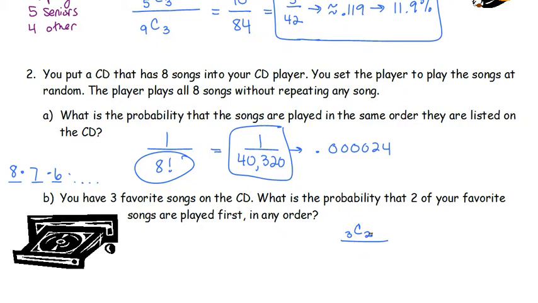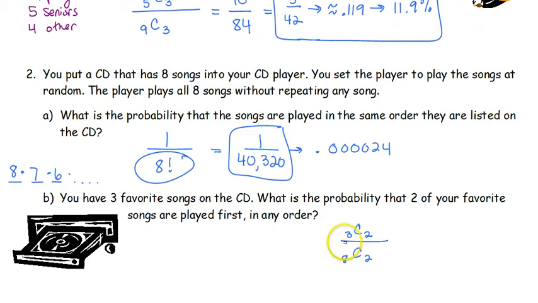But on the bottom, it's the total different ways that we can pick any 2 songs. What is the probability that 2 of your favorite songs are played first in any order? So top, again, is how many ways can I be successful. If I want to successfully choose my favorite, I have 2 out of 3 ways to choose that. On the bottom, I'm still choosing 2 songs, but I may choose my favorite song, I may not choose my favorite song. I'm looking at all the different ways that I can choose any 2 songs.